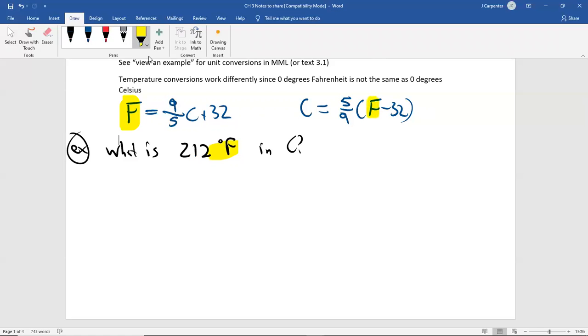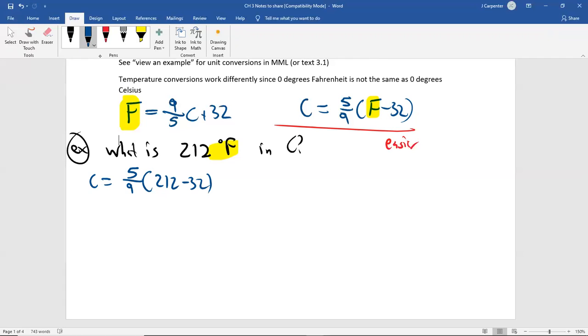Or you can plug it into this one, and then all you have to do is arithmetic because the C, the temperature in Celsius, is already by itself. So what that means is that for this problem, it's easier to plug it into the one that says C equals instead of the one that says F equals. You can get the exact same answer either way, but the right-hand one is going to be easier. So we'll get C equals 5 over 9, parentheses, 212 minus 32, and then you close your parentheses.